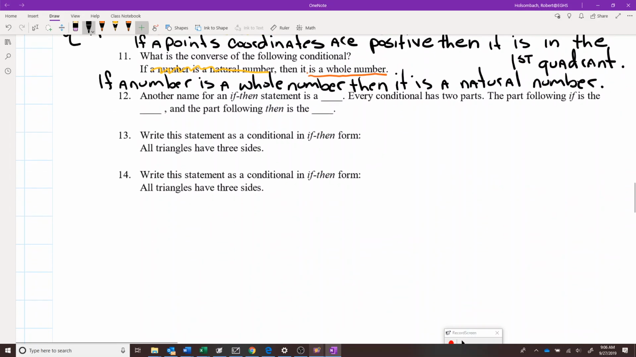Alright, number 12 here. Another name for an if-then statement is a... Here's the answer, guys. They basically answered the question with the next sentence. Okay? Another name for an if-then statement is a conditional. Every conditional has two parts. The part following the if is the hypothesis, and the part following the then is the conclusion.